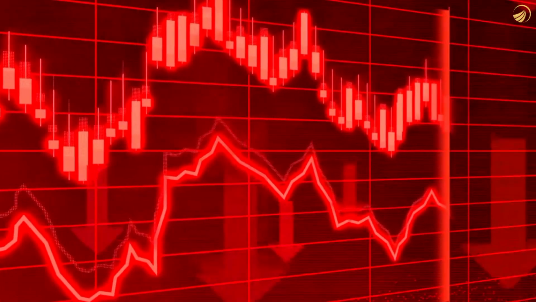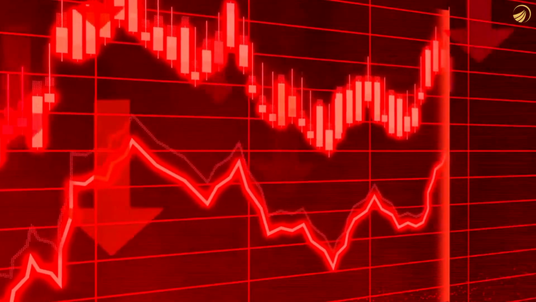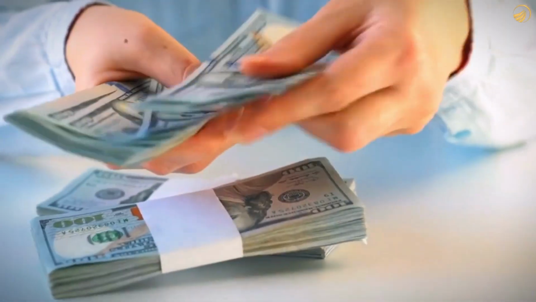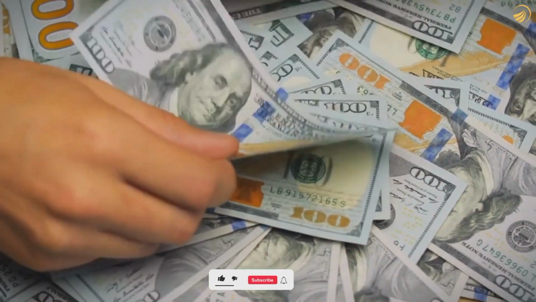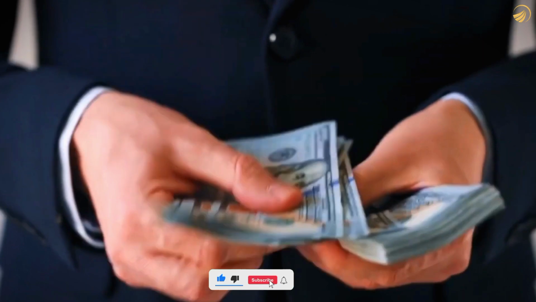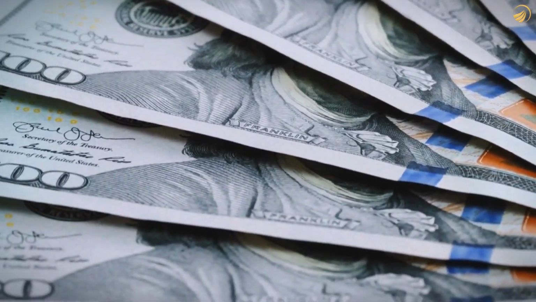Invest wisely. Diversifying investments can help manage risks associated with higher interest rates and inflation. Balancing between stocks, bonds, and other assets can provide more stable returns. Stay informed. Keeping abreast of economic indicators and central bank policies can help consumers anticipate changes and make proactive financial decisions.